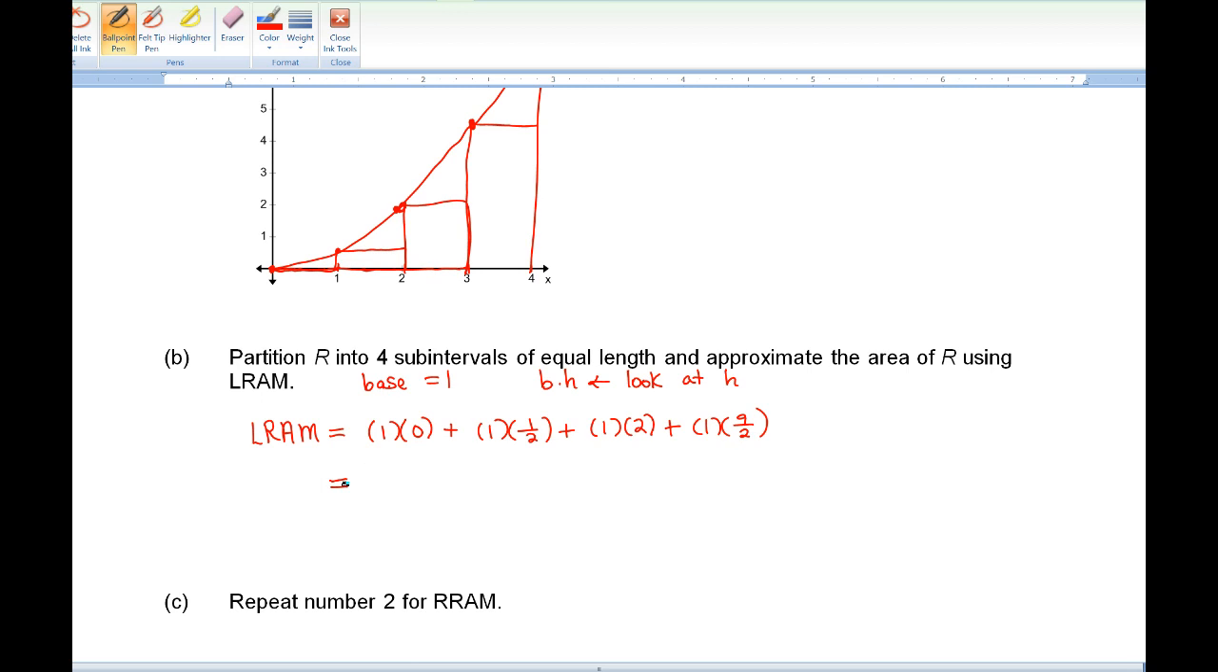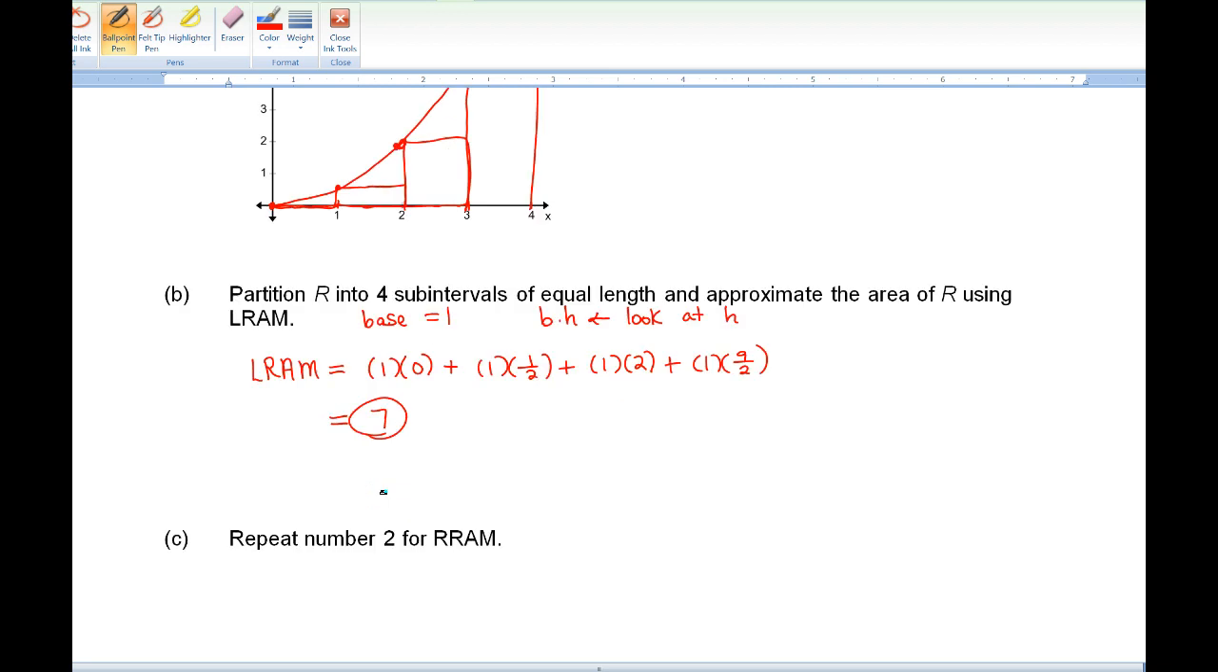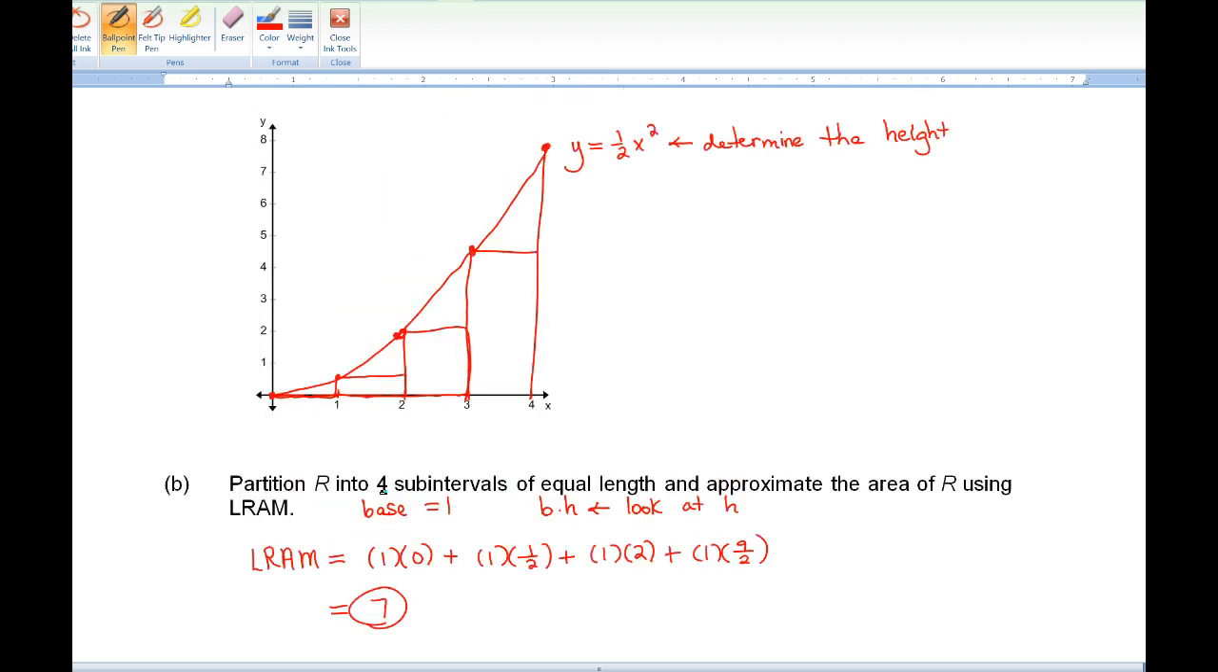So plug that into your calculator, and we should get 7. Now we're going to repeat this. So for C, we're going to repeat this process, but for RRAM. So I'm just going to erase the rectangles because our rectangles change with RRAM. So the first one is going to go from 0 to 1. So here's our rectangle.